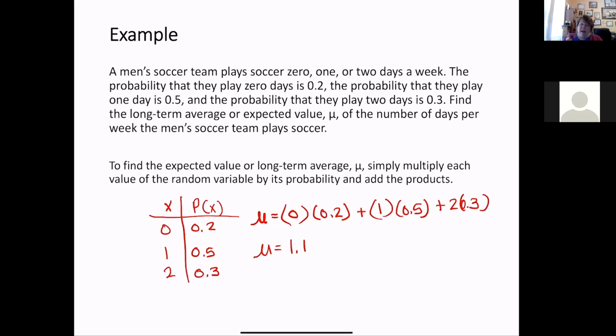Now, you know that you can't play 1.1 games a week. Maybe you can if you get rained out. I don't know. But you don't really play part of a game. So in any given week, you're going to play a discrete number of games. You can count. But on average, over the long term, if we look at a whole year, 52 weeks, on average, they play 1.1 games a week. Some weeks they play less than 1 game a week. Some weeks they play more. So on average, they play 1.1 games a week.